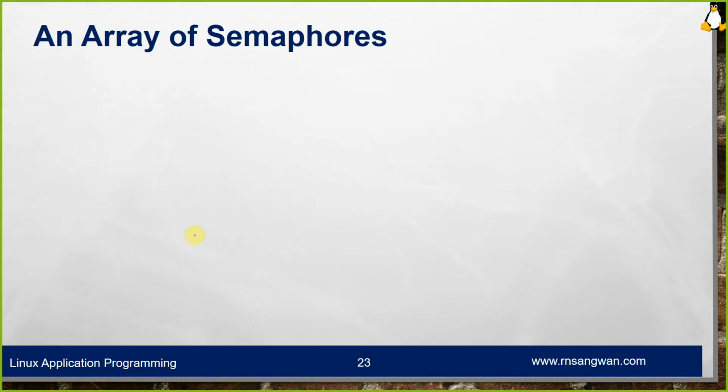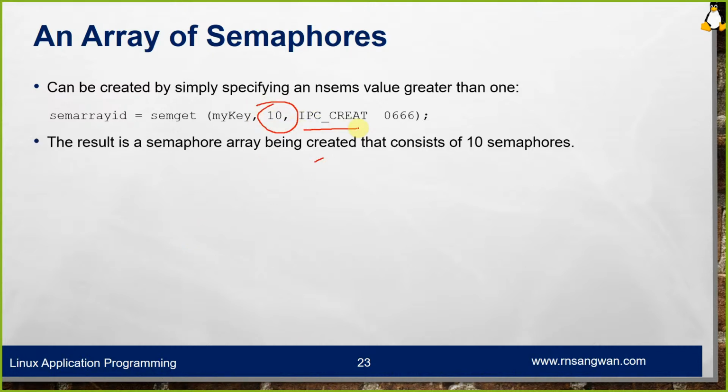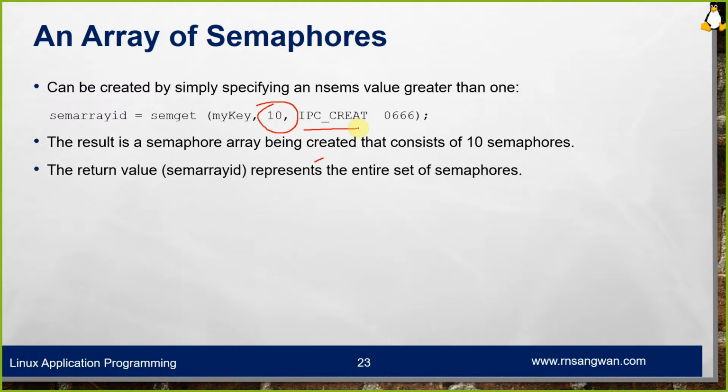An array of semaphores. How can we create a group of semaphores, multiple semaphores? It can be created by simply specifying a number of semaphores value greater than 1. So this is what we are saying, nothing else, only that number. We are creating 10 semaphores. The result is a semaphore array being created that consists of 10 semaphores. The return value, semaphore ID, sem array ID, represents the entire set of semaphores.